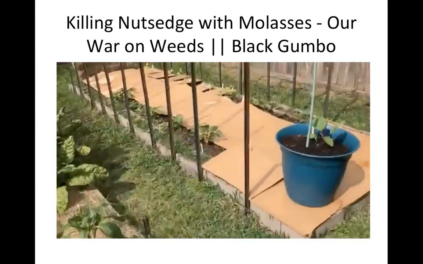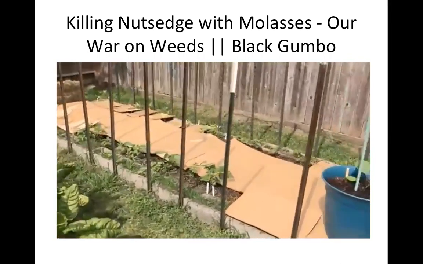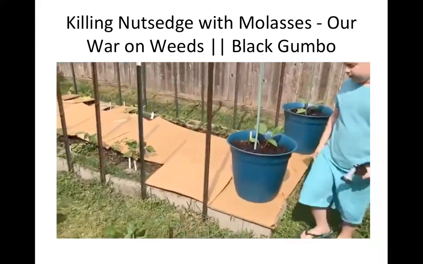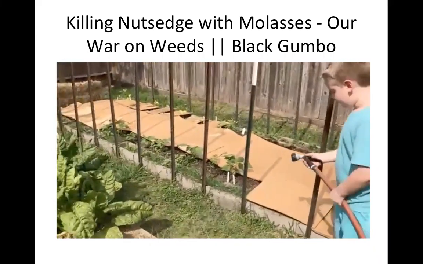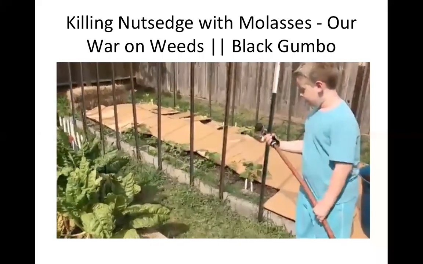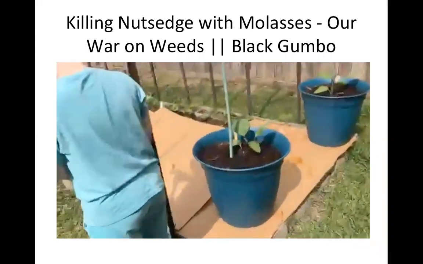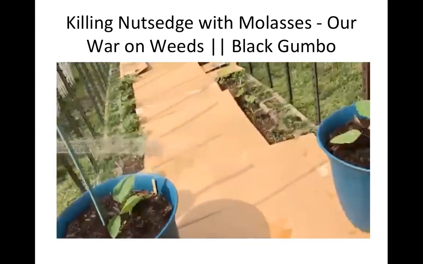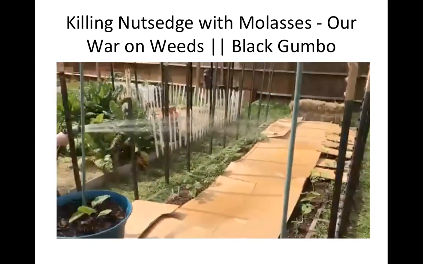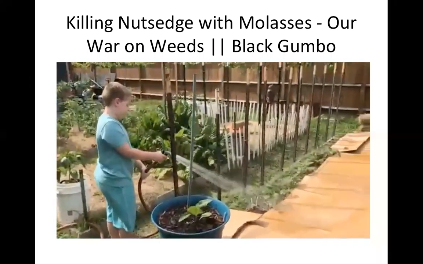All right, so we've put down our cardboard now. We're going to wet it just to get it nice and floppy. And then we're going to cover it with our mulch. I've covered up some of the edges, hoping that we can suppress weeds there as well. Yeah, soak that real good.